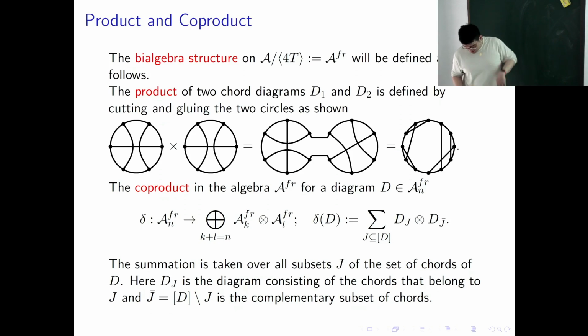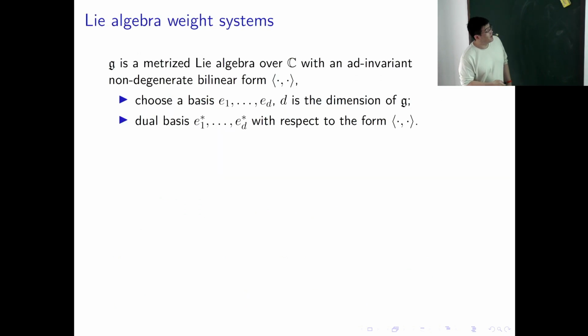I'm going to talk about Lie algebra weight systems. There are a lot of ways to define a specific weight system on chord diagrams. Some simple ones are defined by some graph invariant of the intersection graph. Another big family of weight systems, Lie algebra weight systems, is associated with a Lie algebra, and this construction is given by Kontsevich.